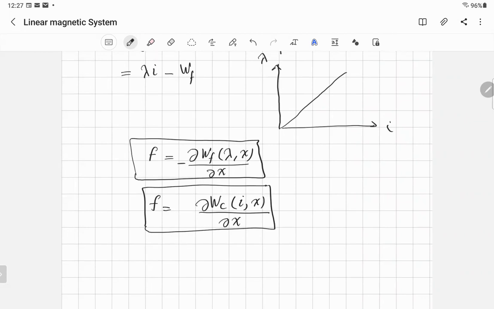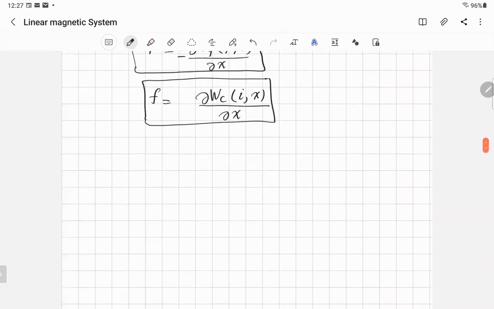Let me take another example, similar to what we did. If we say that the current is equal to lambda squared x squared, make it simple like that. Oh, no, let's make it 9. That's the relationship between the current and the lambda.